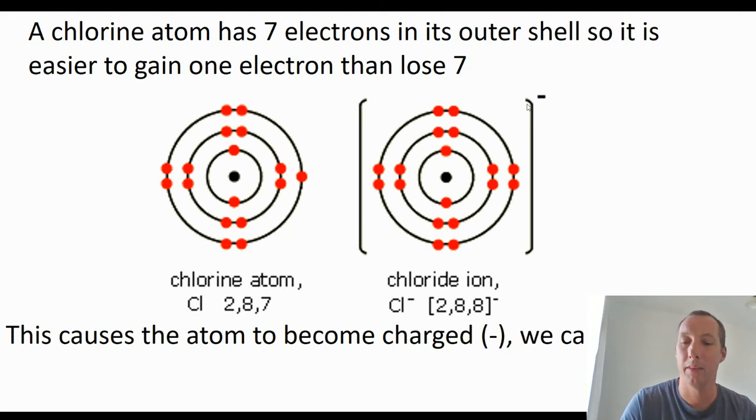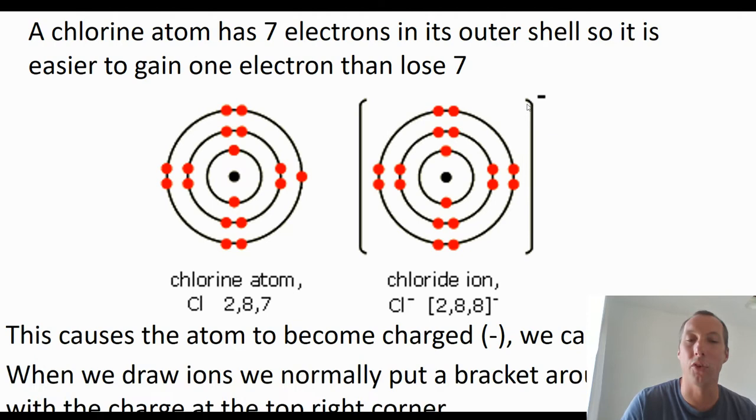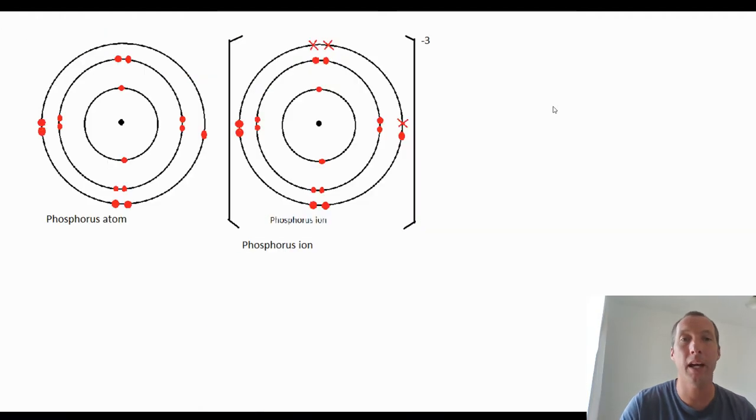Okay, and there's a couple of things that we need to realize when we draw ions. We normally put the ion in brackets. Now, I didn't do it on the last sodium one for the first example, but as soon as an atom becomes an ion, we put square brackets around the outside and we put the charge in the top right-hand corner. Okay, so this one is negatively charged, but -1, because it's only gained 1 electron. If it was to gain 3 electrons, it would become -3. And some atoms do that.